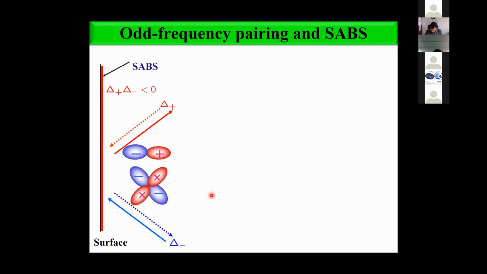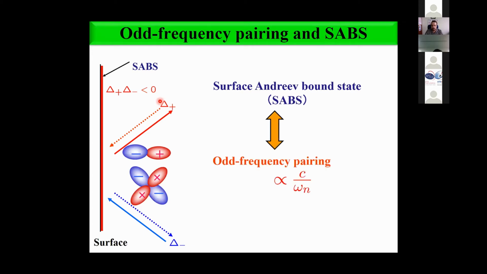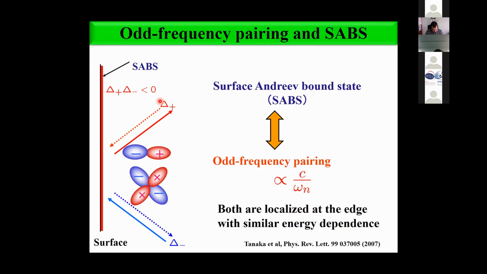It can be interpreted as follows. Surface Andreev bound state is generated from the sign change of the pair potential like that. And then we expect zero energy surface Andreev bound state, and eventually we expect odd-frequency pairing amplitude. Both have similar energy dependence, and both are localized at the edge. So this is one of the basic points.